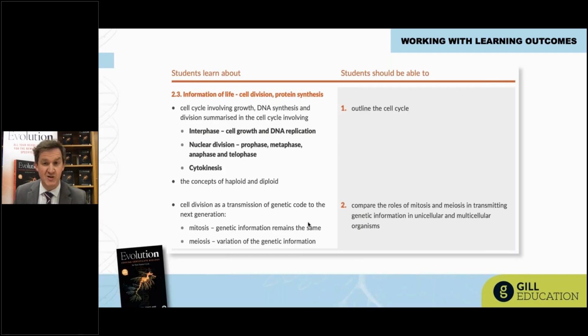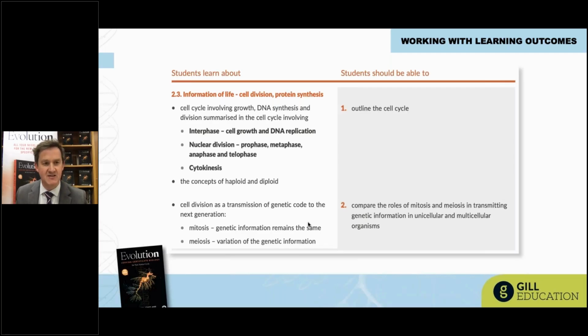While at higher level, which are indicated in bold, they need to know a bit more information about interphase, and need to know about nuclear division and the 4 stages of mitosis. They need to look at cytokinesis and how that process occurs. And again, the concepts of diploid. Likewise, you can see the second one, compare the roles of mitosis and meiosis in transmitting genetic information.